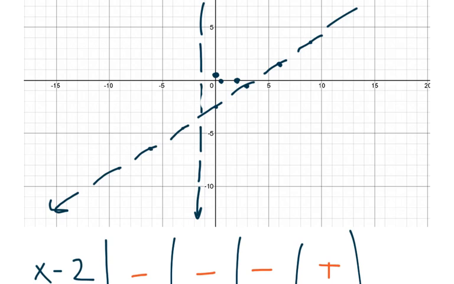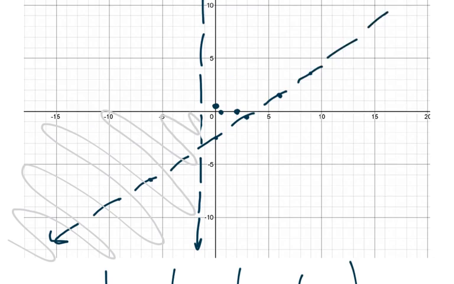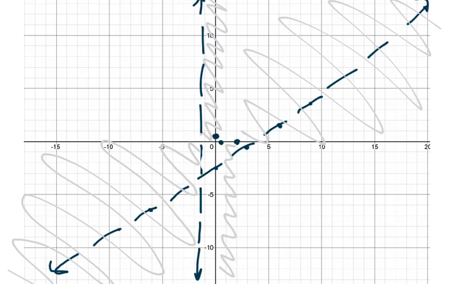So the sign chart says the function is negative from negative infinity to negative 4/3, which means my function's going to be down here somewhere. Then from negative 4/3 to 1/2, my function is positive. So my function's up here. Then from 1/2 to 2, my function is negative. And then from 2 to infinity, my function is positive.